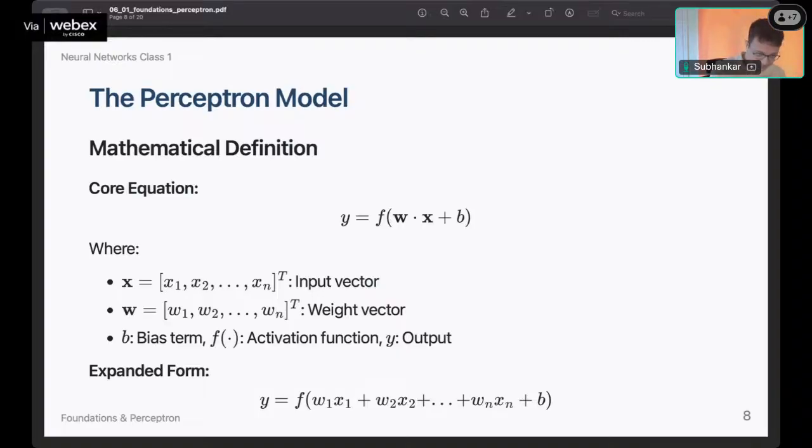And then we have the bias. The bias is basically a threshold adjustment. Without it, the decision boundary always has to pass through the origin. With bias, we can shift it anywhere.